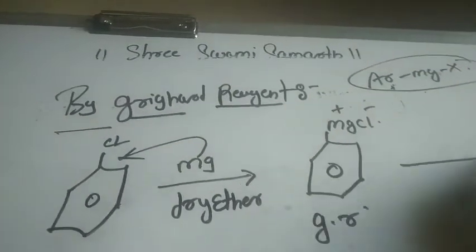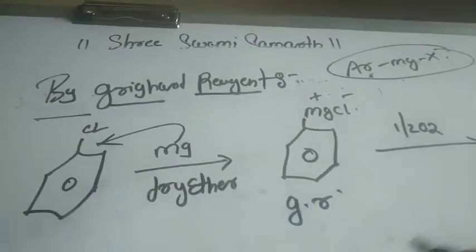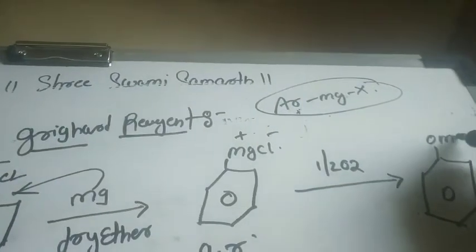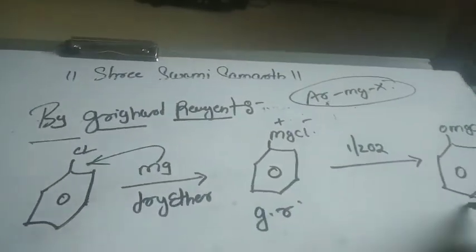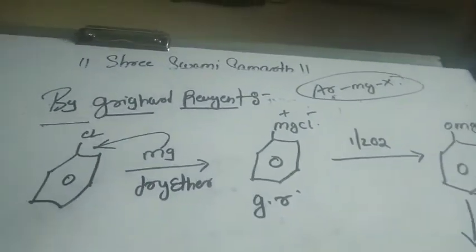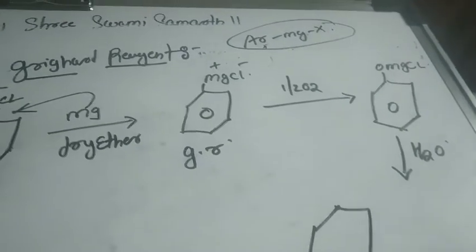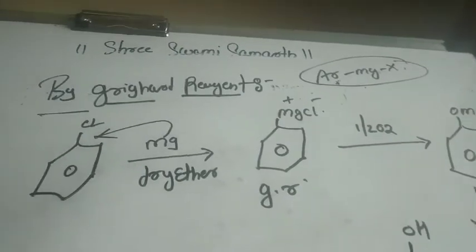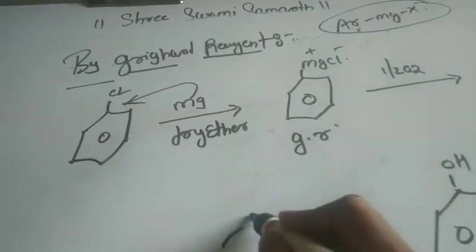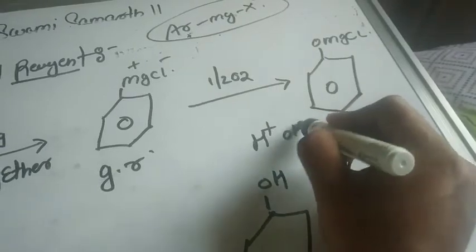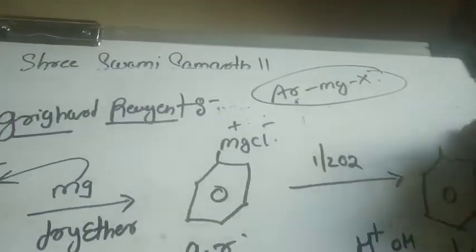Now this Grignard reagent we are going to treat with half mole of O2. It will get converted into OMgCl. Now this OMgCl on hydrolysis with H2O, right? It will get converted into OH plus MgOHCl. देखो एडिशन कैसा होता है H2O का, we all know that H2O में क्या होता है, H plus OH minus, right? So here I will split and I will show you OMgCl, right? This is the compound.